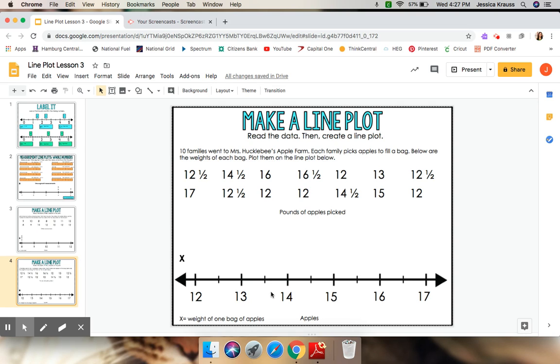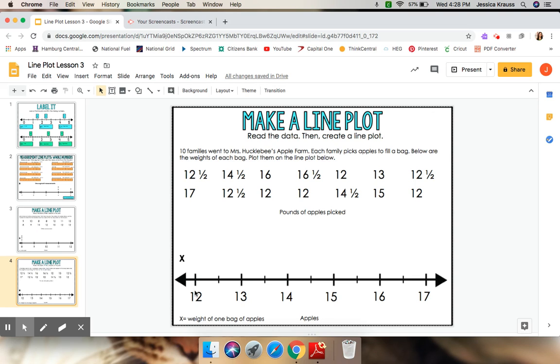So just counting with me real quick, see if you can stay with me. 12, 12 and a half, 13, 13 and a half, 14, 14 and a half, 15, 15 and a half, 16, 16 and a half, and 17. Looking at my key, I see that each X is the weight of 1 bag of apples.